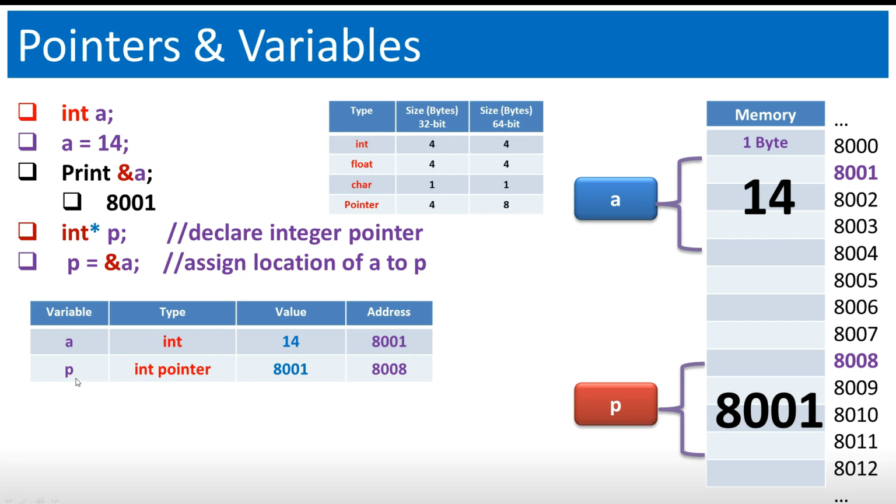We also have a variable P of type integer pointer holding the value of 8001 at its location, which is 8008. I hope this is not confusing. You have to understand that since we have 2 variables here, each variable is going to take its own memory, regardless of the type. You can just forget about the type now. You have 2 variables, each one will take up some memory space.